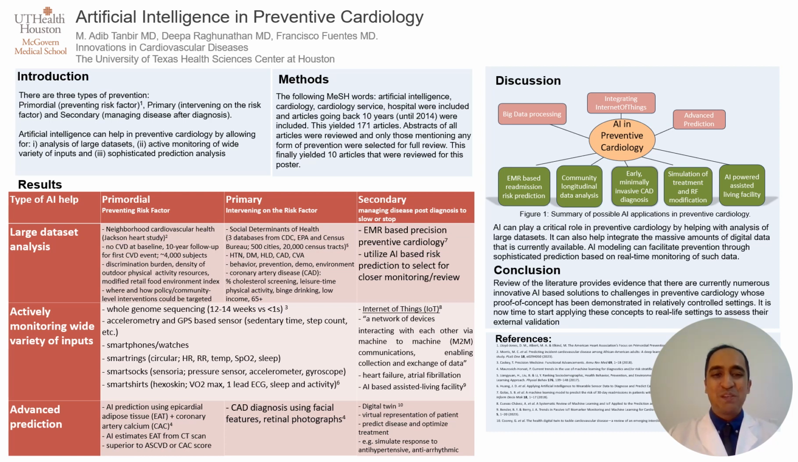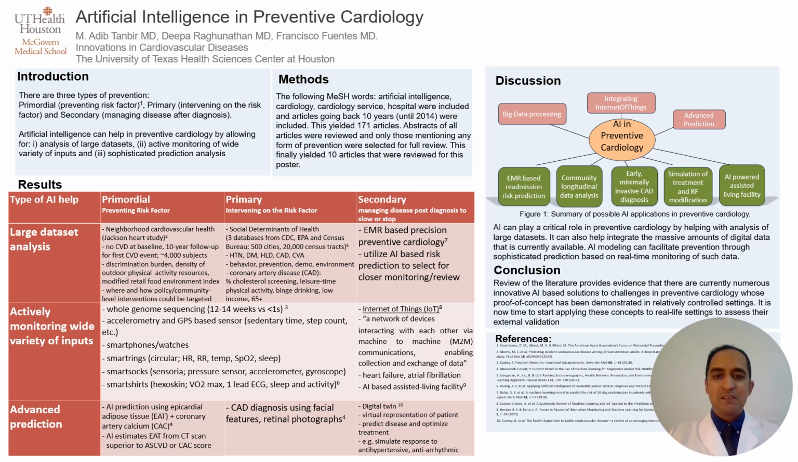Thank you everyone for tuning in to listen to my presentation on artificial intelligence in preventive cardiology this morning. I will talk about three types of prevention: primordial, which is preventing the risk factor; primary, which is intervening on the risk factor; and then secondary, which is managing disease after diagnosis.